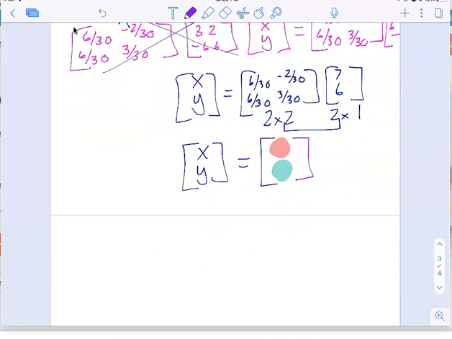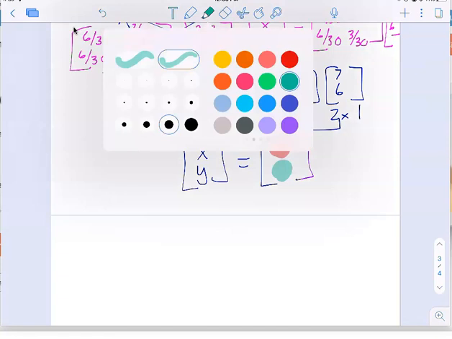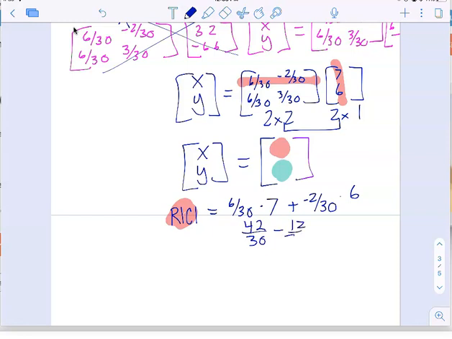So if we remember multiplying matrices, this spot right here, row 1, column 1. So we'd have 6 over 30 times 7 plus negative 2 over 30 times 6. So fractions we multiply across, so we have 42 thirtieths minus 12 thirtieths. Well, that's just 30 thirtieths, so this is a 1.